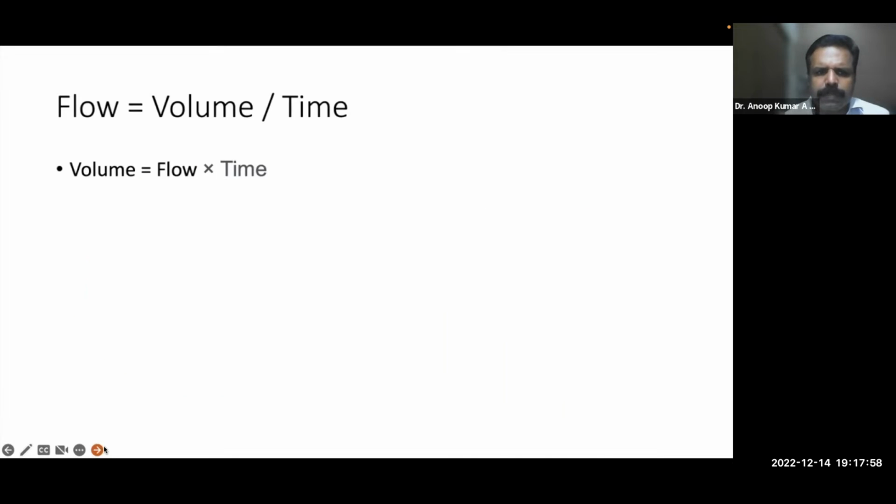So now coming to the first scalar, that is the flow time scalar. Before that, we should understand the basic concept. The flow is the volume divided by the time, or in other words, the volume will be equal to the flow times how much time you are keeping the flow.